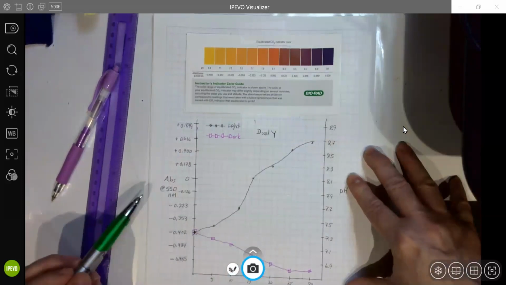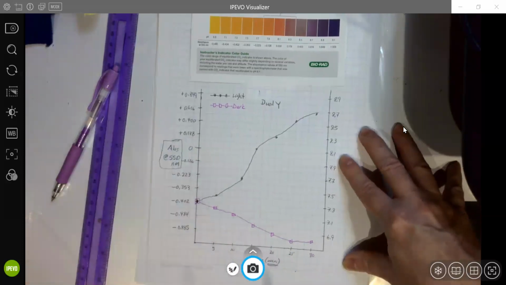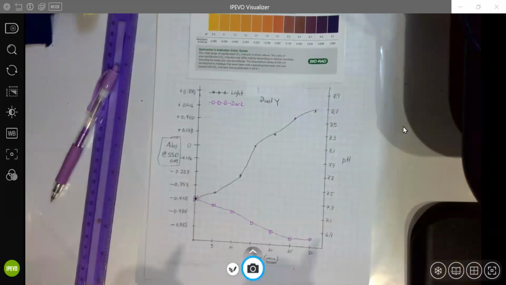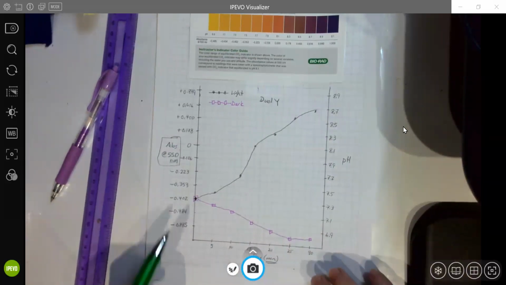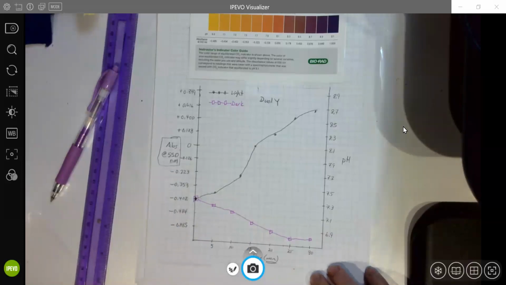Now, the other y-axis is going to be absorbance. Let's talk about what that means for a second. Absorbance is measured with a machine called a spectrophotometer or a colorimeter. That kind of machine shoots a beam of light at a specific wavelength, and here it's 550 nanometers. It shoots the beam through, and then it measures how much light gets through your liquid sample as compared to how much light entered the sample.